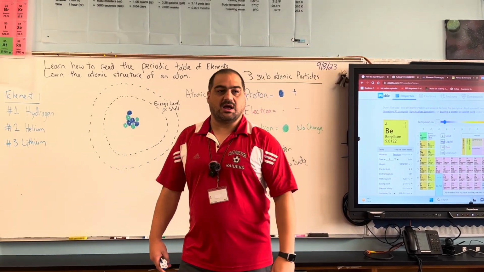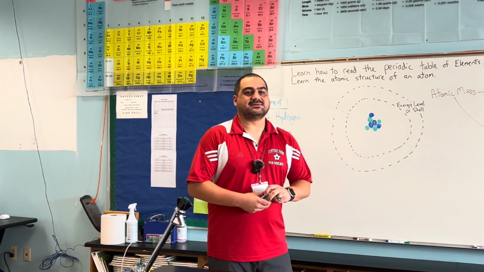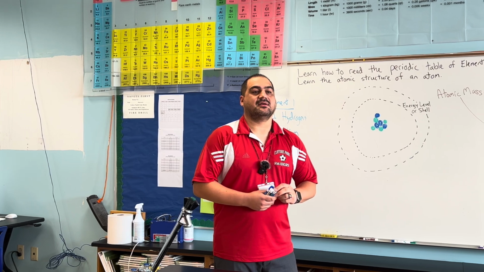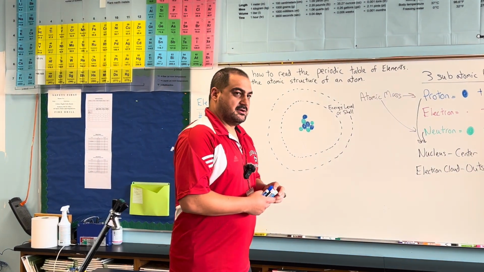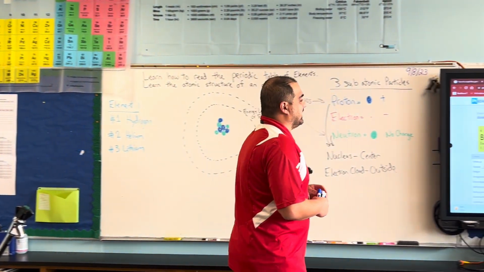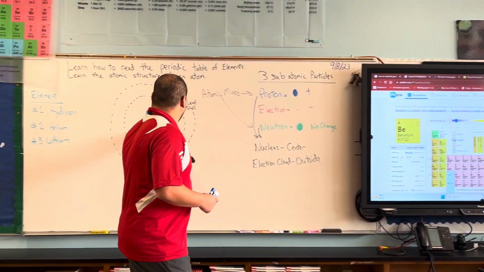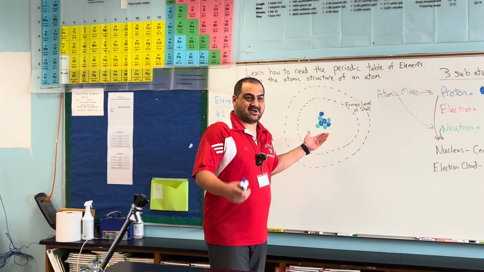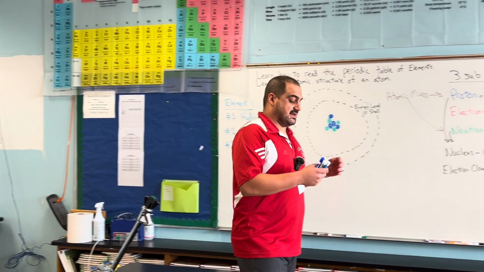How many neutrons? Anybody new I haven't heard from yet? Can I get some new voices? Yeah, in the back. Go ahead. 5. 5? How do you know it's 5 neutrons? Because the atomic number, not the atomic number, the atomic mass. The atomic mass is 9. And we already have 4 protons, so we need 5 neutrons. Perfect.